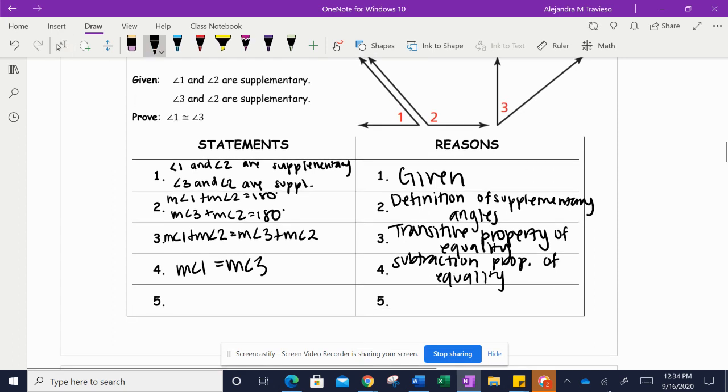And then we can say angle 1 is congruent to angle 3. This is the definition of congruent angles.